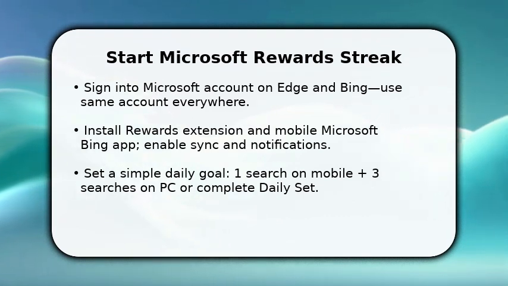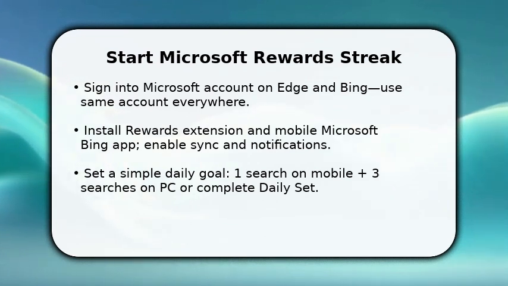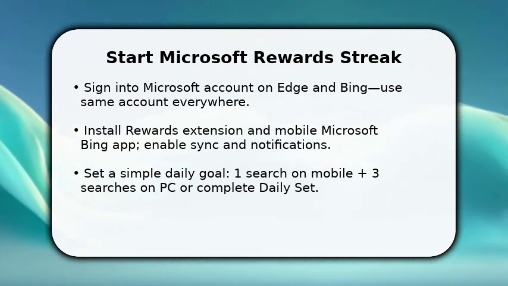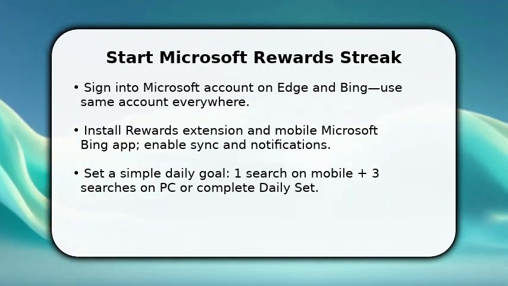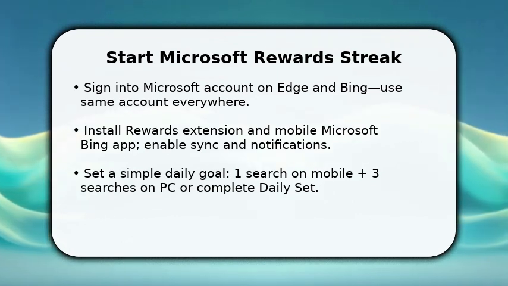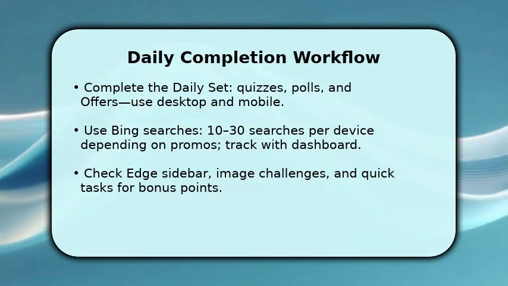You want at least one qualifying action today, perform a few quick searches, and open the Rewards dashboard. Make sure to set a realistic daily goal. A single mobile search plus a few PC searches or the daily set, which immediately starts earning points and establishing your streak. Now continue the process by hitting the daily set first.